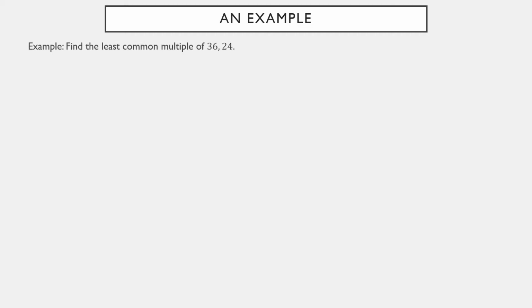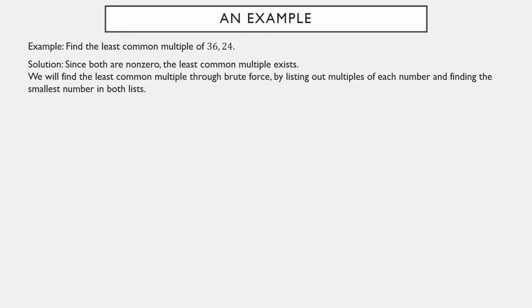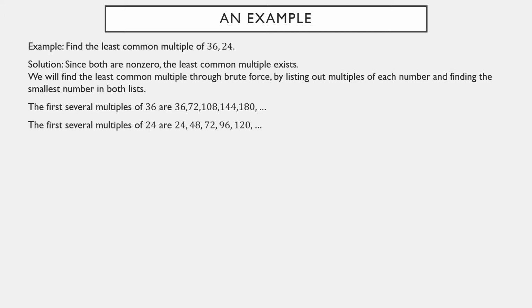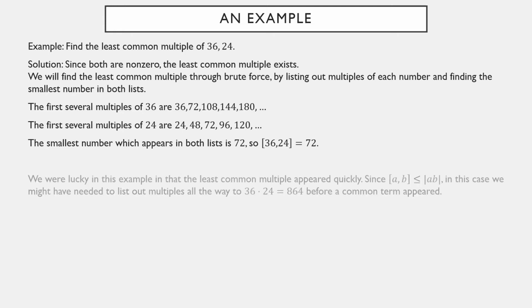Let's look at an example. Find the least common multiple of 36 and 24. Well, both are non-zero, so there is an LCM to find. In this example, we're just going to use brute force, listing out multiples of each number and finding the smallest number that belongs to both lists. So here are the first 5 or so multiples of 36, and here are the first 5 or so multiples of 24. Well, the smallest number that shows up in both lists is 72, so that must be the smallest common multiple. There we have it. The LCM of 36 and 24 is 72.